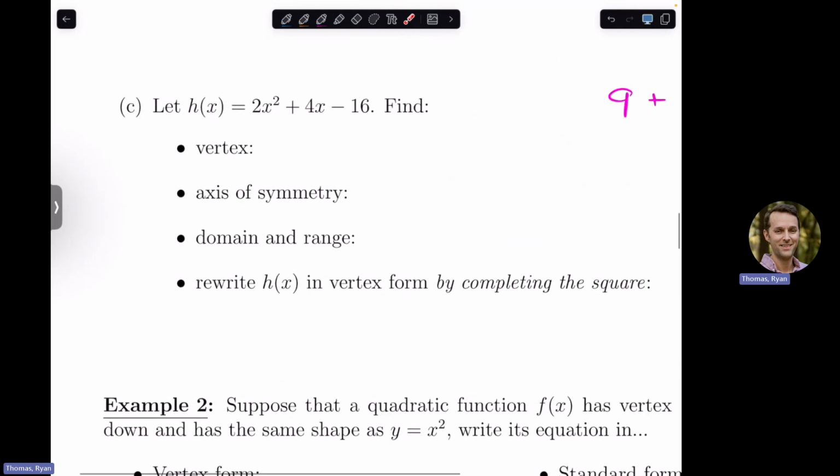Here's one more place to try that. So again, find the vertex, find the axis of symmetry, domain and range, and then try completing the square on this one. Y'all take a few minutes, talk to each other. We'll look at it together in a second.